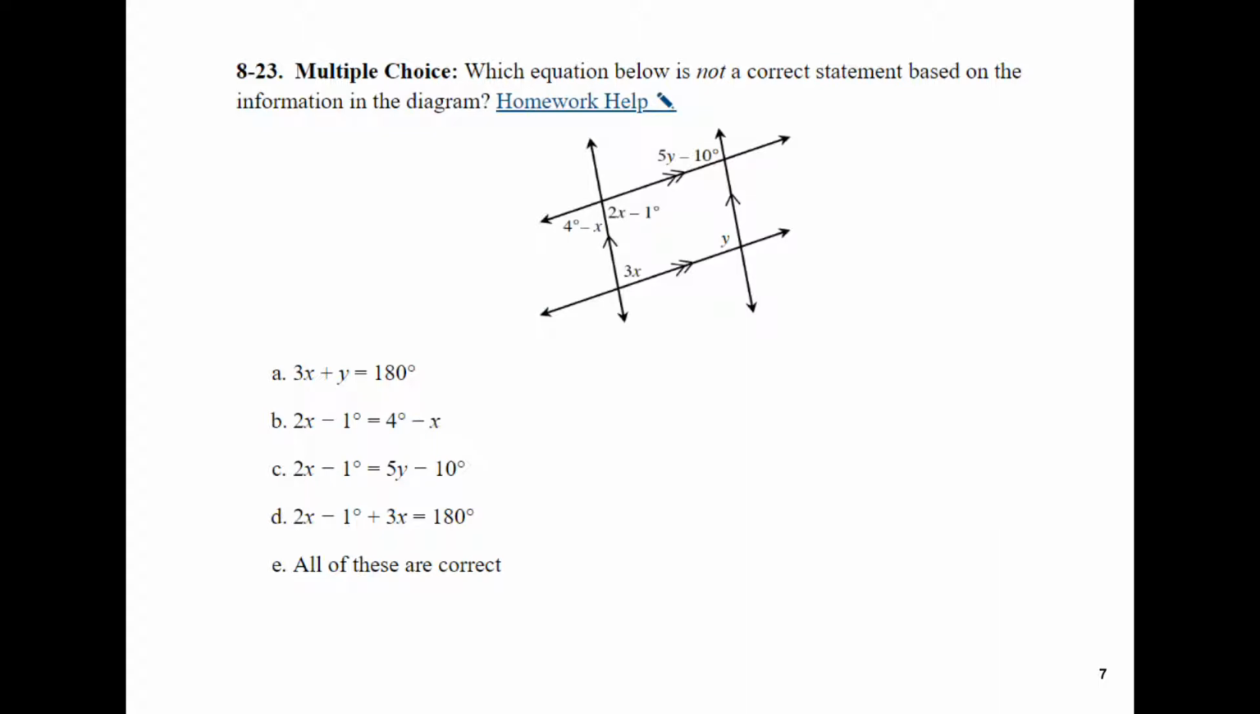8-23 is a multiple choice question, which you could see on the ACT. Which equation below is not a correct statement based on the information in the diagram? A: 3x plus y is equal to 180 degrees. This is in fact true. So 3x plus y absolutely is equal to 180 degrees because these lines are parallel. So those would be same side interior angles.